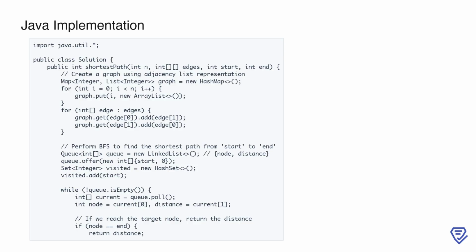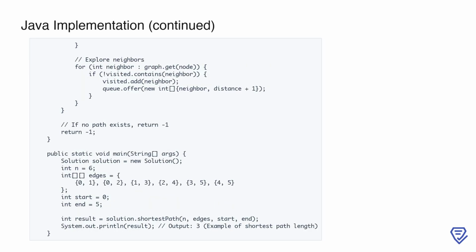The BFS begins by enqueuing the start node with a distance of 0 and marking it as visited. While the queue isn't empty, we process each node to explore its neighbors and calculate distances accordingly. If we encounter the target node, end, we immediately return the distance, as it represents the shortest path length at that moment. Now, if the target node is not yet reached, we proceed to explore the current node's neighbors.